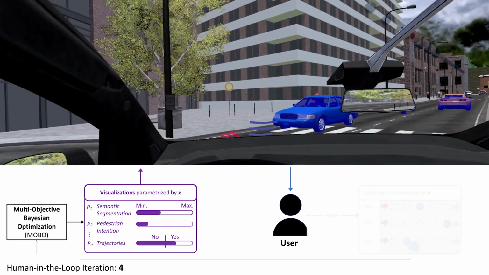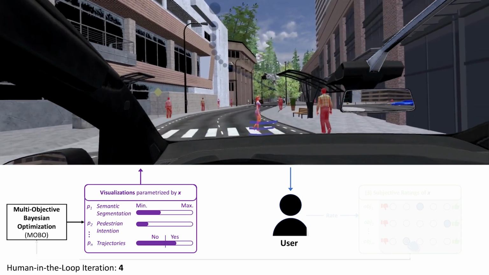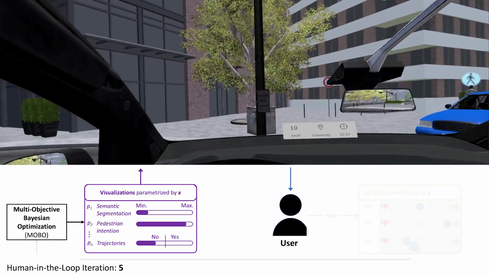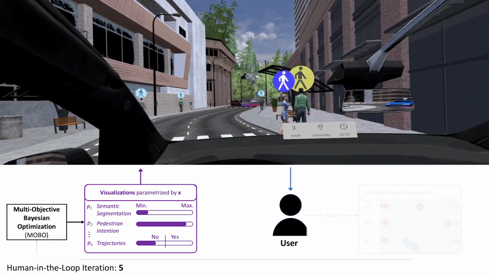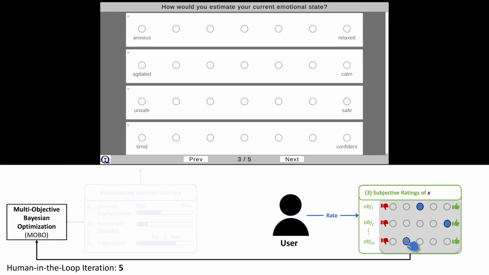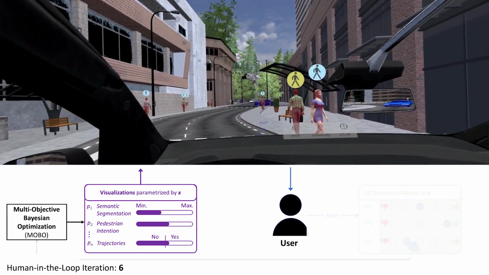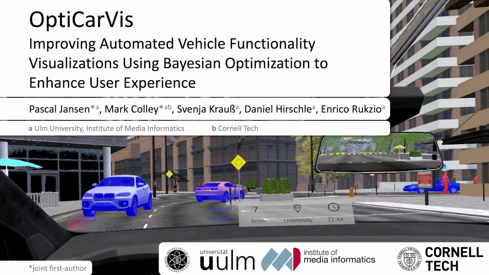The study found that the human-in-the-loop optimization significantly enhanced perceived safety, predictability, trust, usefulness, and satisfaction in visualizing automated vehicles' functionalities, compared to participants' custom designs and expert-defined designs. For further details, please see our paper.